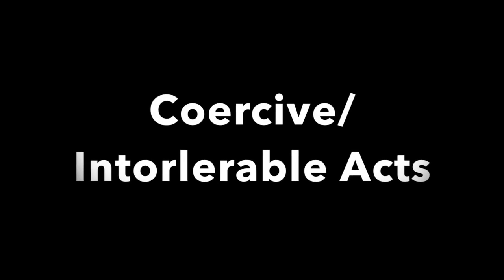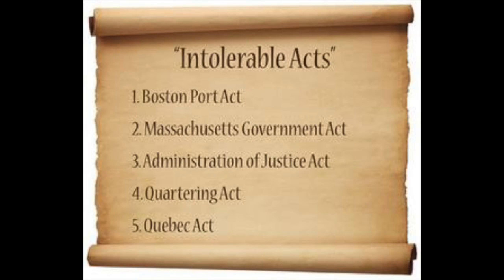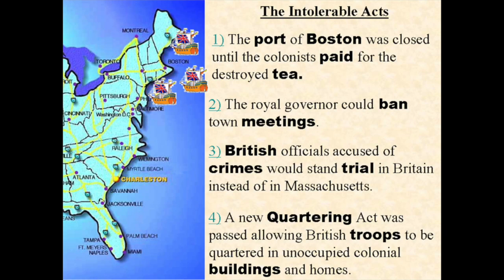As a punishment for the Boston Tea Party, Parliament passed the Intolerable Acts on March 24, 1774. They were called the Intolerable Acts because the Americans could no longer tolerate such unfair laws. In Britain, they were known as the Coercive Acts.